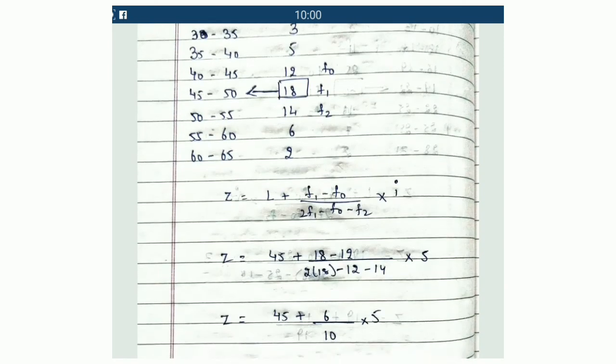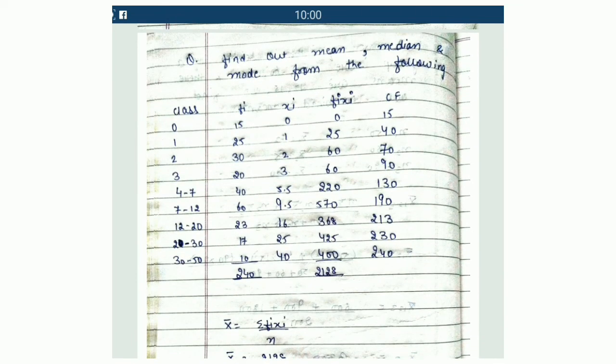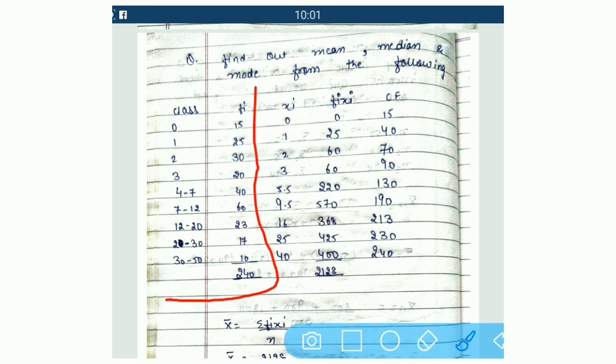Now, after this, certain combined questions are given. Combined question means where you have to find out mean, median and mode combinedly. So when you are going to find out mean, median and mode combinedly, check your question first. इस type से आपको question दिया होगा, class and frequencies. Now here in this question, classes are given with the frequency.